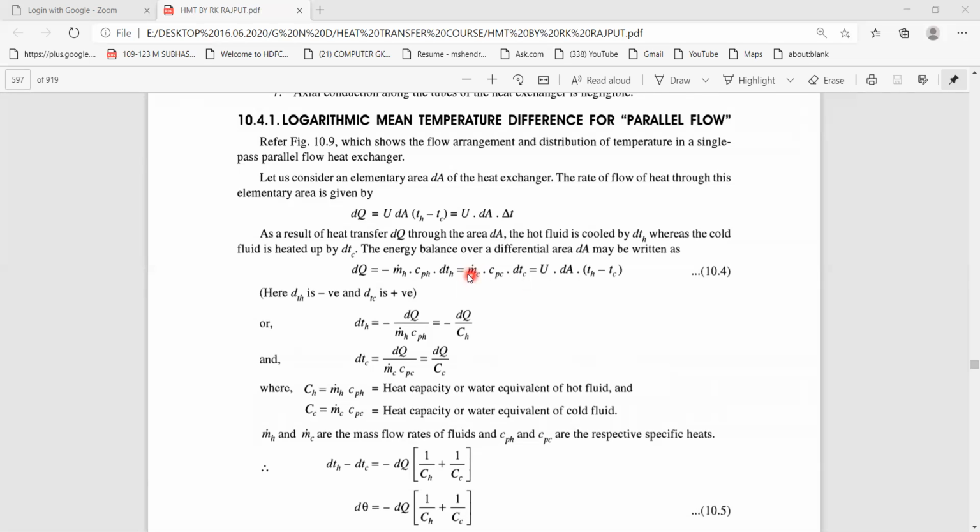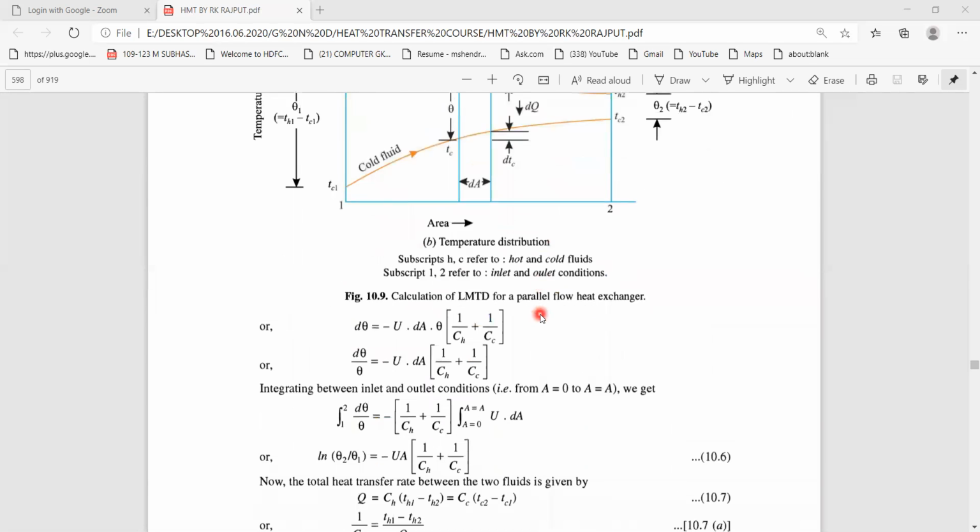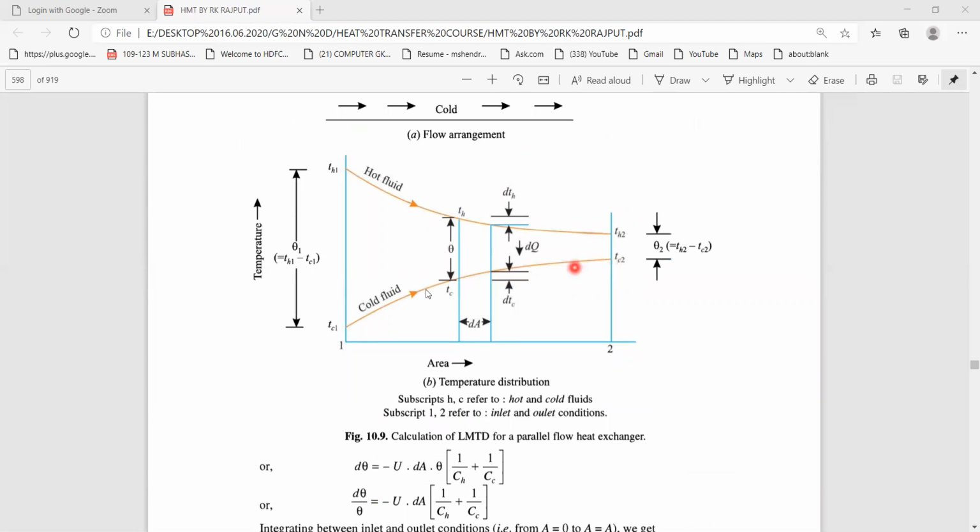So here we can't take the negative sign, because if we are moving along the length of the heat exchanger, there is an increase in the temperature of the cold fluid. That's why we have to take the positive sign, because if we consider the cold fluid as a system, the heat added to the system is arbitrarily taken as positive. These things you have studied in your basic thermodynamics subject. Okay, fine.